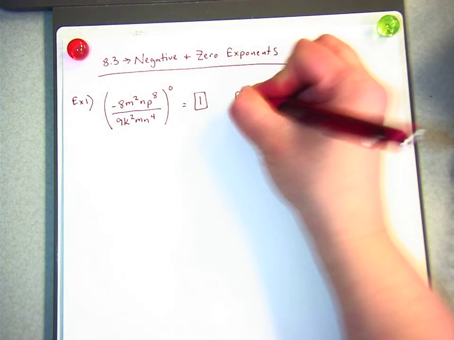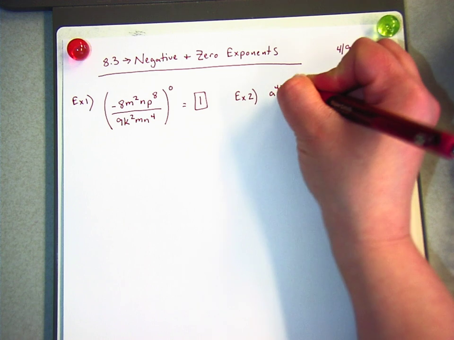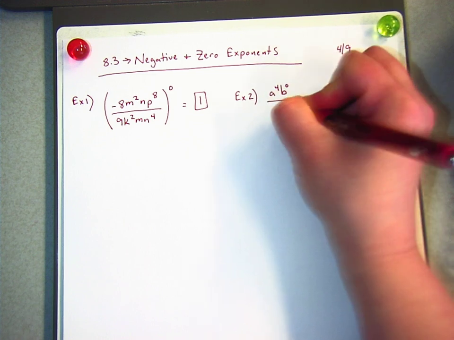All right, example 2. A to the 4th, b to the 0 over a squared.